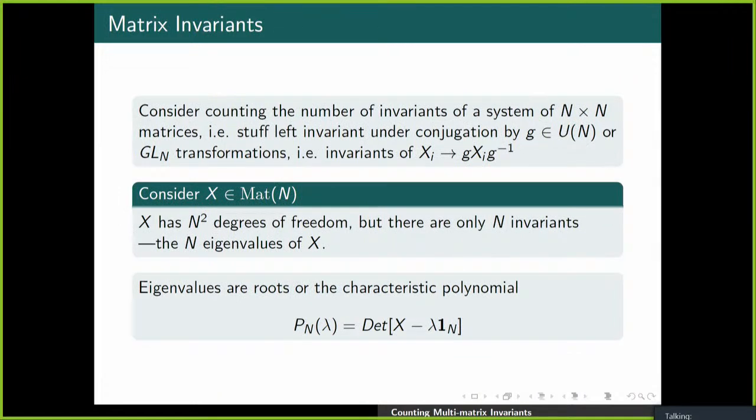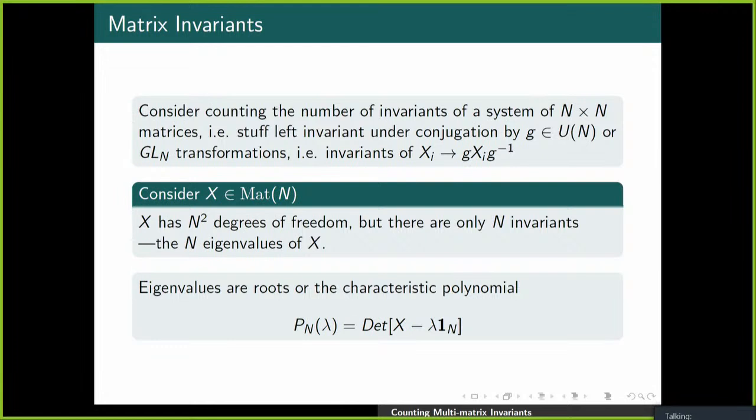So I'm interested in counting the invariants associated with this. So what are the invariants? The invariants are what's left when you change coordinates for the matrices. In other words, when you do a GL(N) transformation on the left or right, and a joint transformation for a square matrix. You can consider an n by n matrix, and I'm just calling X a generic n by n matrix. It has n squared degrees of freedom, and there are just n invariants, and of course they are the eigenvalues of the matrix.